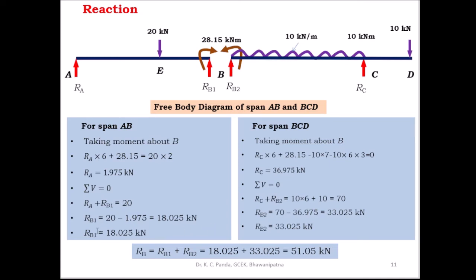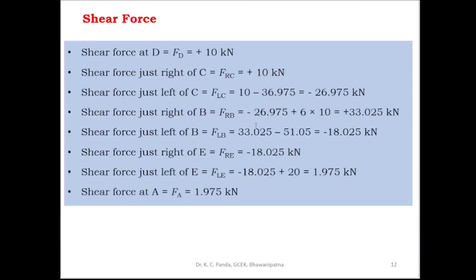Then after getting the RB1 and RB2, you can find out the total reaction at B, that is equal to RB is equal to RB1 plus RB2. RB1 is equal to 18.025 and RB2 is equal to 33.025. So the total reaction at B is equal to 51.05 kilonewton. Then find out the shear force at different positions.